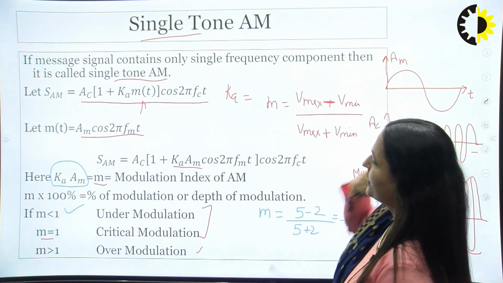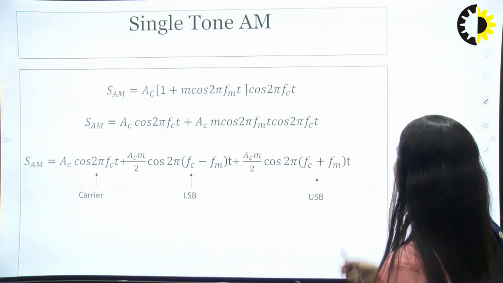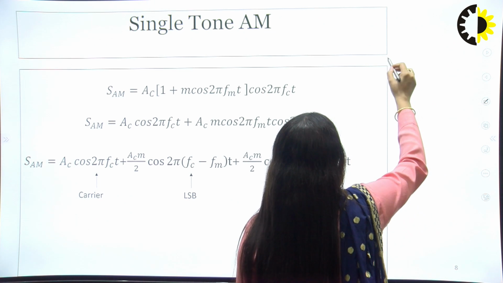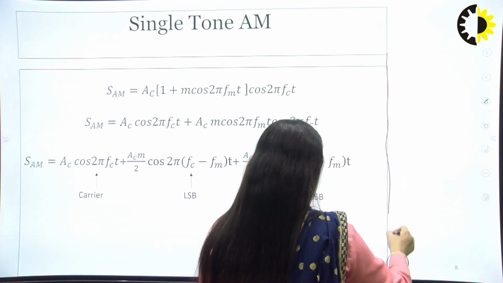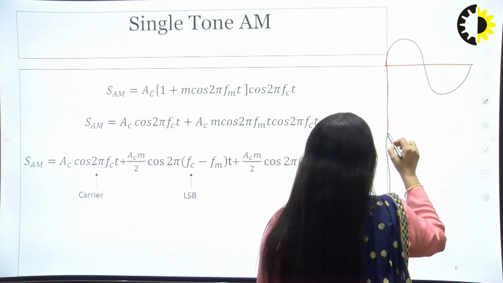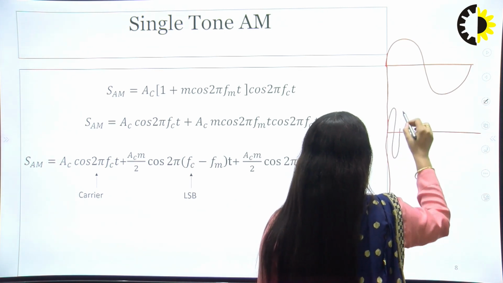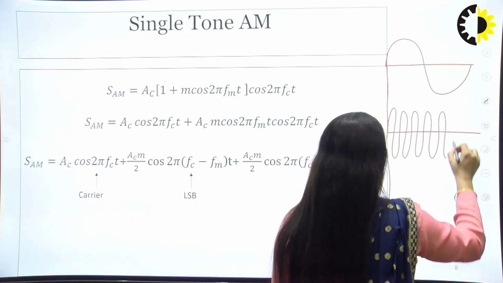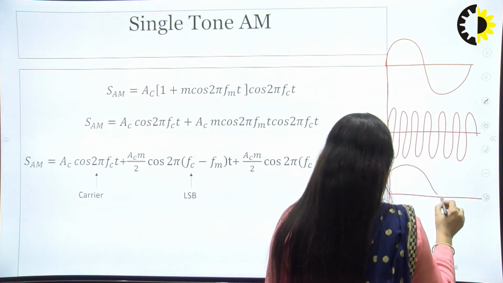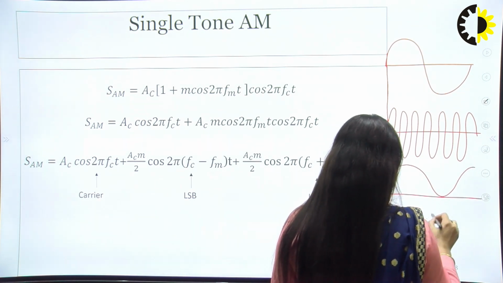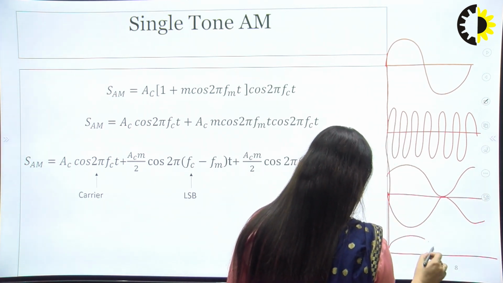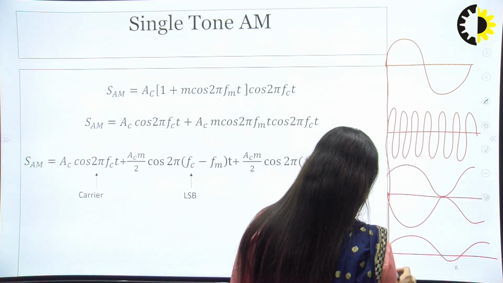So what is the critical modulation? I will explain first the critical modulation. So see here, I will again draw AM and AC. So this is your message signal, this is the carrier signal, right? I will draw one signal like this and another signal I will draw. See how I am drawing the signal.